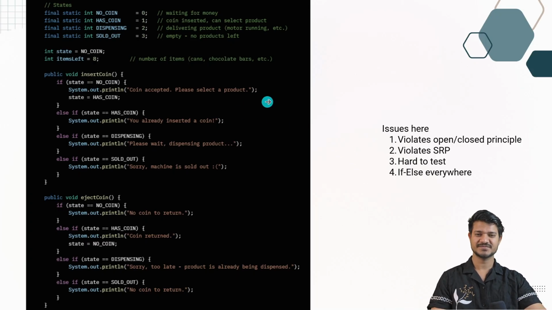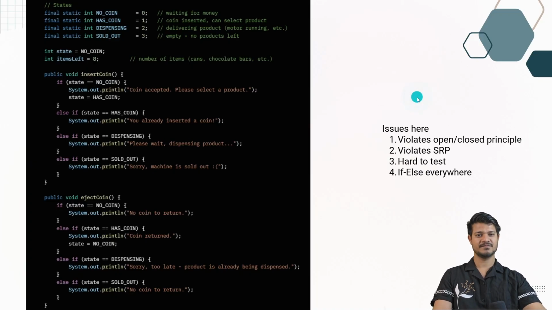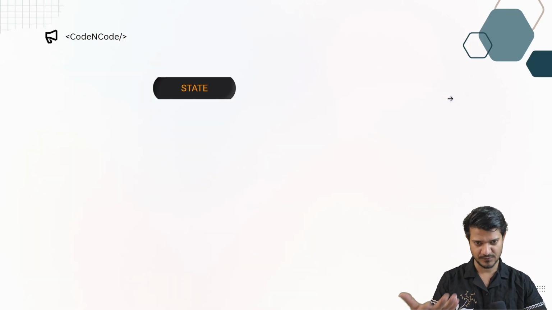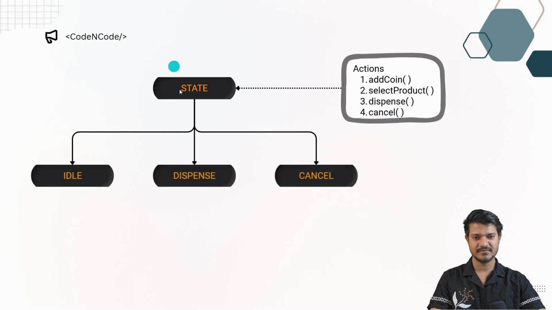So yeah, these are the issues if you do it using the traditional if-else way. The better way to do it would be to define a state, which could be an interface, and write all of the abstract functions there, like add coin, select product, dispense, cancel, and then make different implementations of those. It could be an interface or an abstract class, depending on your implementation and requirement.